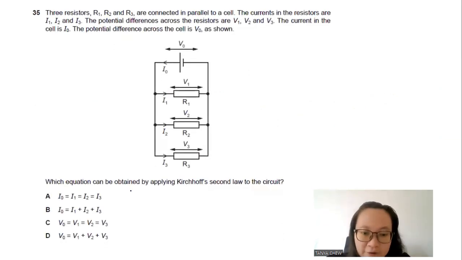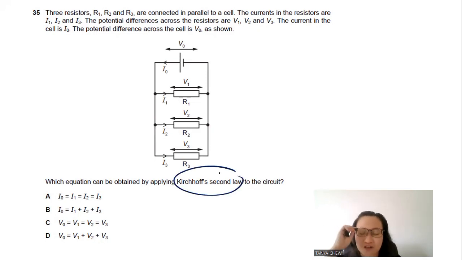Now, question number 35. Three resistors R1, R2, and R3 are connected in parallel to a cell. The currents in the resistors are I1, I2, and I3. Potential differences across the resistors are V1, V2, and V3. The current in the cell is I0. The potential difference across the cell is V0 as shown. Which equation can be obtained by applying Kirchhoff's second law to the circuit?